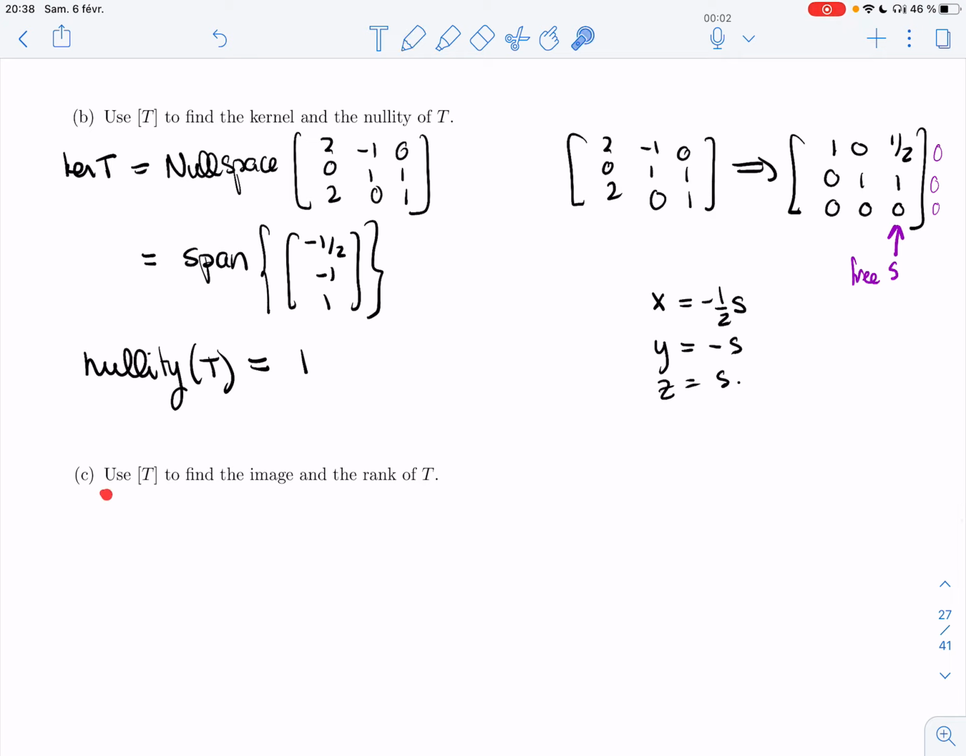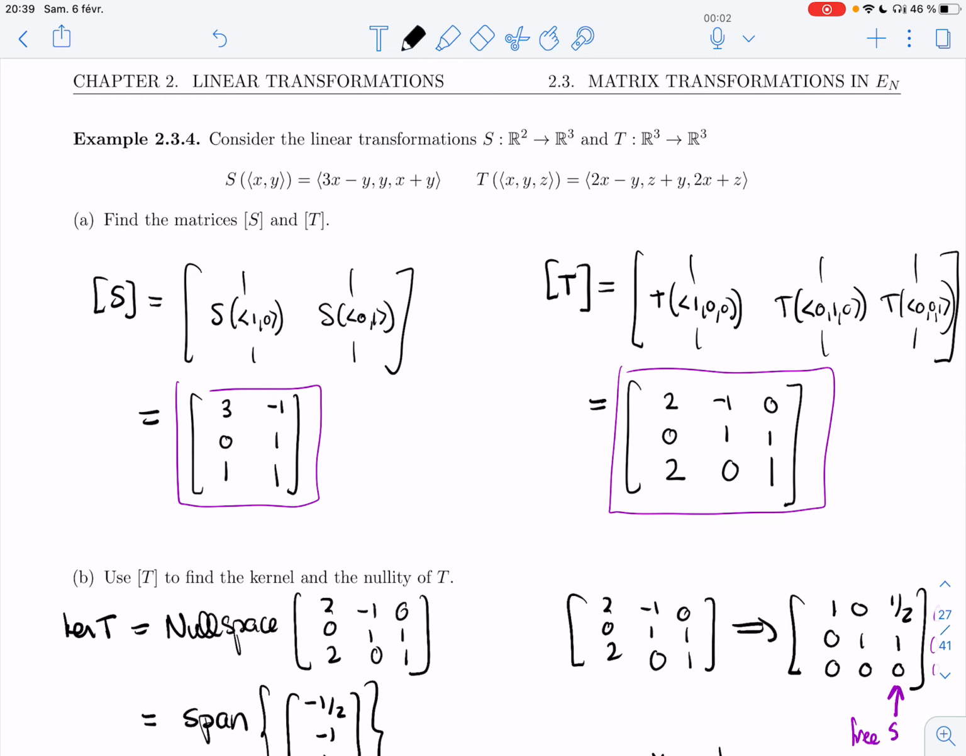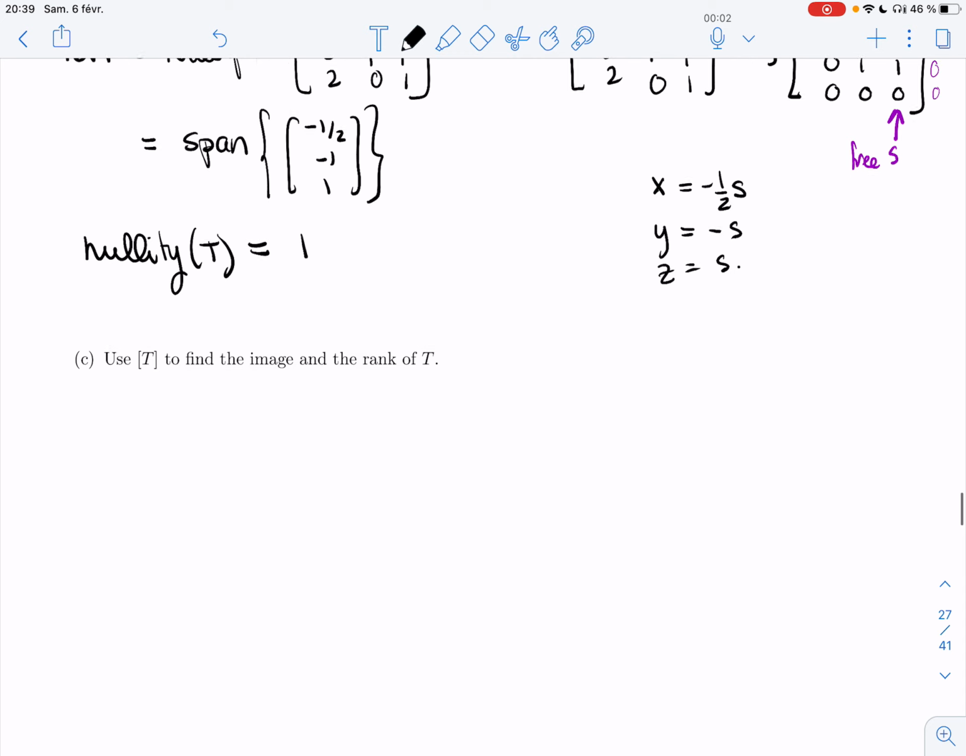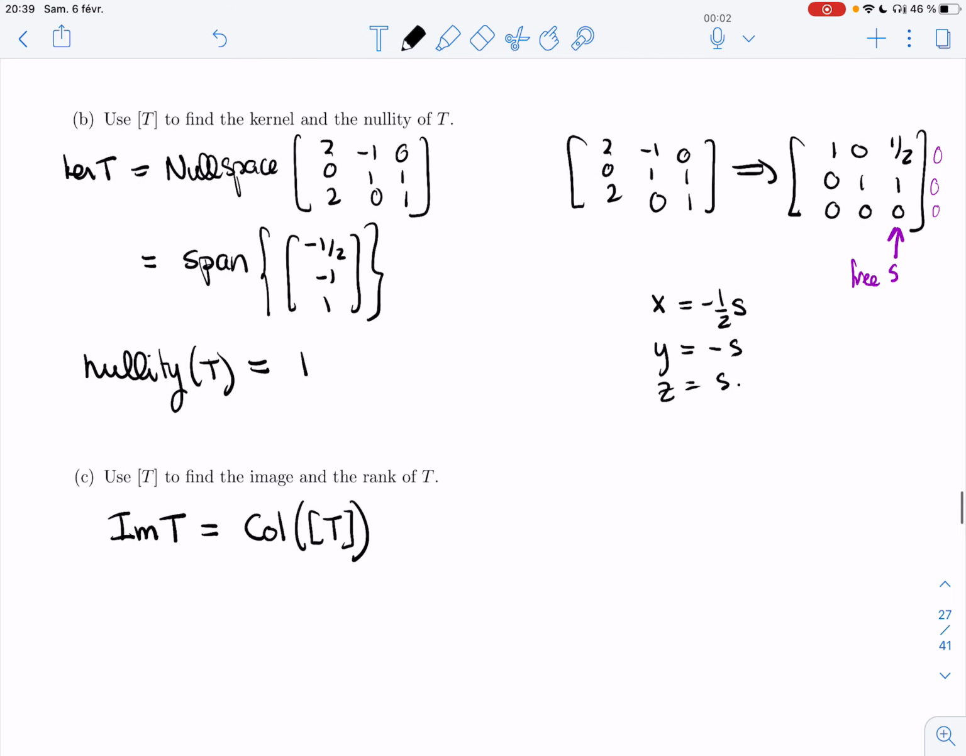All right, then I'm told to use T to find the image and the rank of T. Notice that from the nullity, I could get the rank. It's just the dimension of V, which is 3, minus 1, so I should get 2. But let's see if we can figure it out. What the proposition told us is that this is the column space of the corresponding matrix. And so to find that would be the span of the columns of T, so of (2, 0, 2), (-1, 1, 0), (0, 1, 1). I need to find a basis for this.